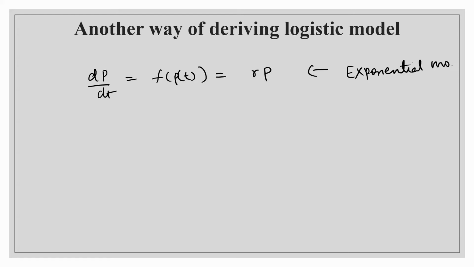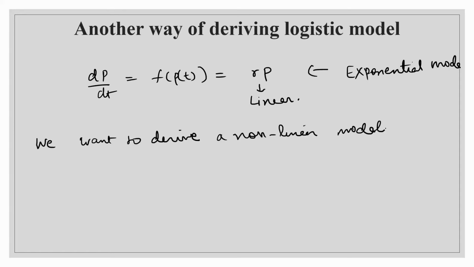Now there is another way of deriving this logistic model. Let us go step by step to derive it. In the previous lecture, you have seen that we have a model equal to this. I will write it like this. This was the exponential model, which is a linear model. Now what we want to do is derive a non-linear model.